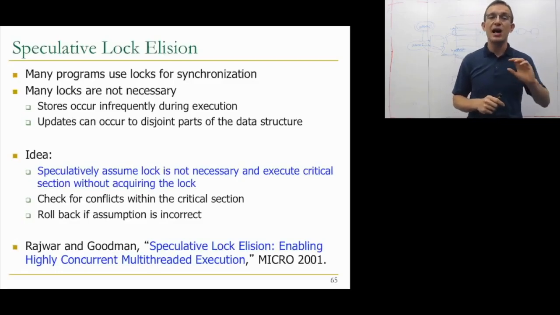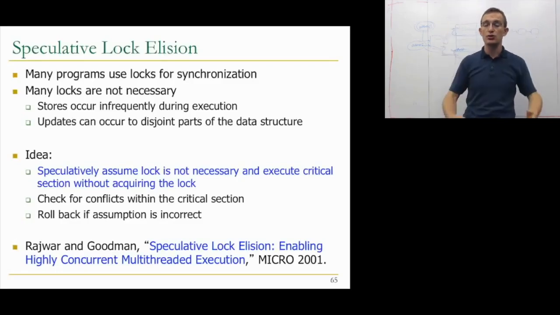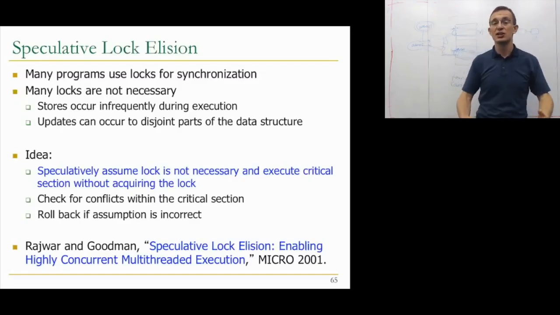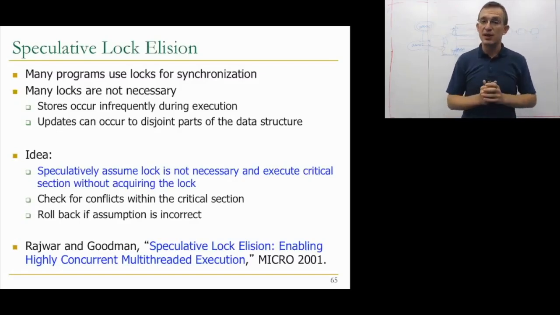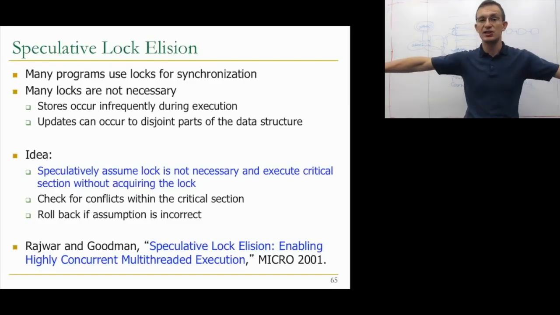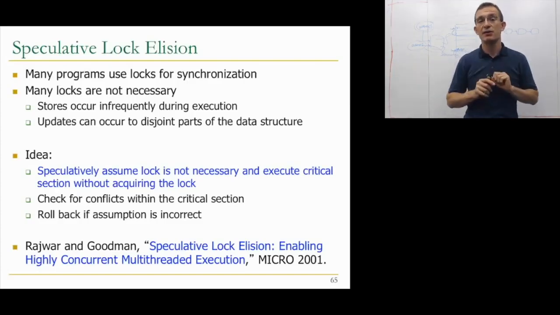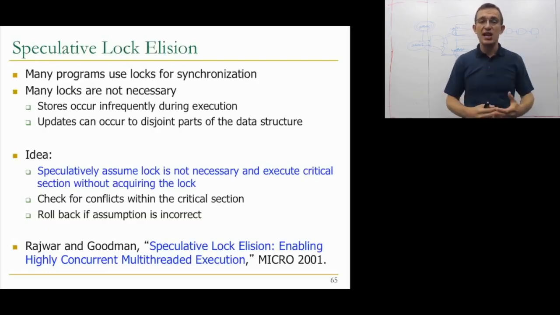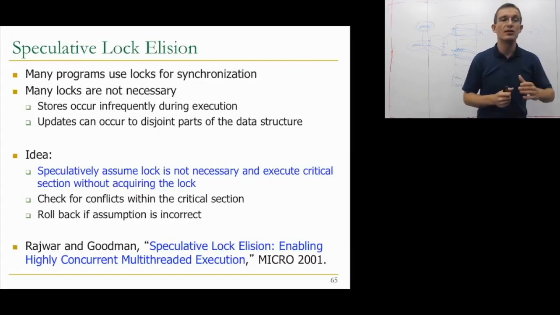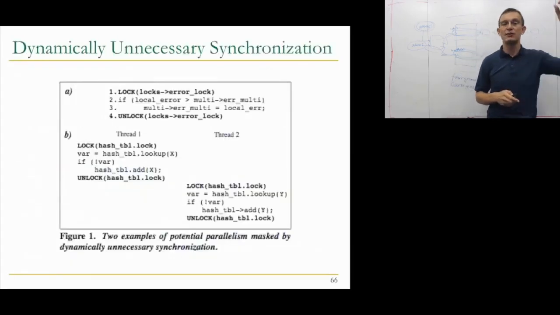The assumption is that the lock is not necessary, and those two executions of the same critical section can proceed in parallel because they're updating different parts of the data structure, or they're not conflicting with each other because there's no data conflict. The system checks if that assumption is actually true, and if it is not true, then the system rolls back execution and restarts.